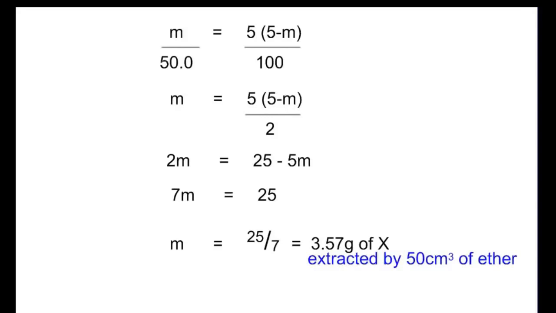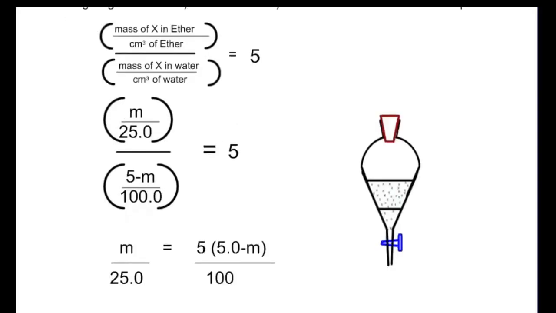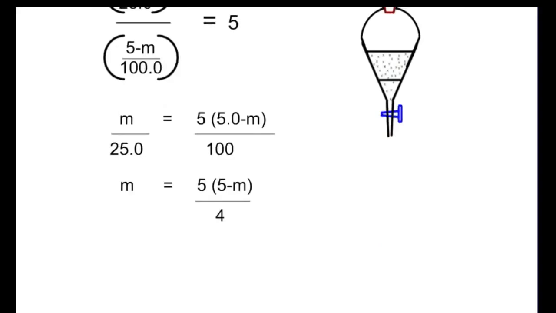Now let's do it with two separate extractions, twice 25 cubic centimeters, and see if we get more or less extracted. So you see here I've put in the information M over 25 rather than M over 50, and 5 minus M over 100 equals 5. And just go through the same set of steps, cross multiply, so you have M over 25 this time equals 5 into 5 minus M over 100.